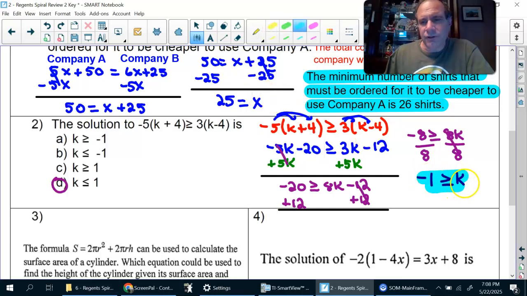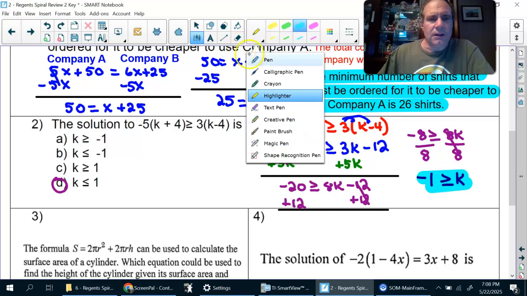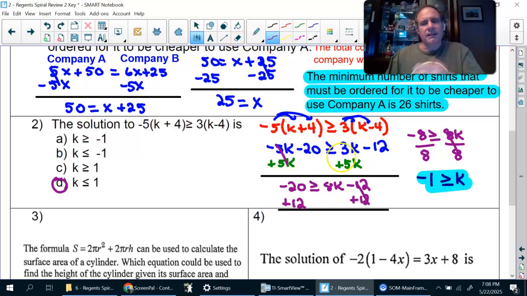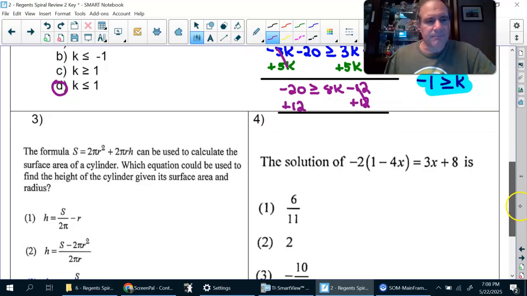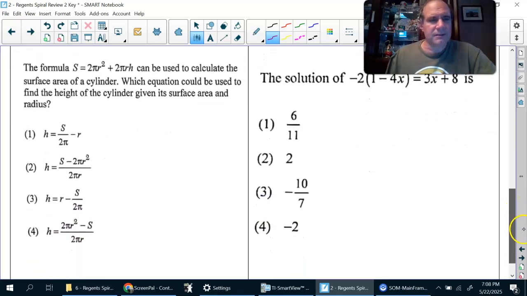If you don't do it that way, and you decide to subtract 3k on both sides, that means you're going to have a negative 8k. And remember, when you divide by a negative, that's when you have to flip the inequality. I just avoided that by dividing by the positive.